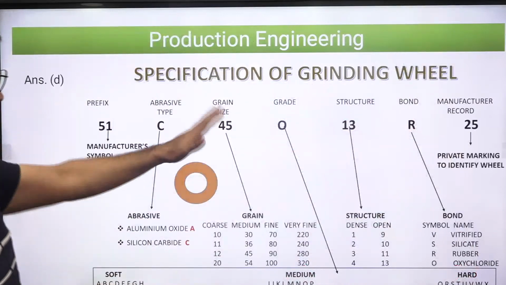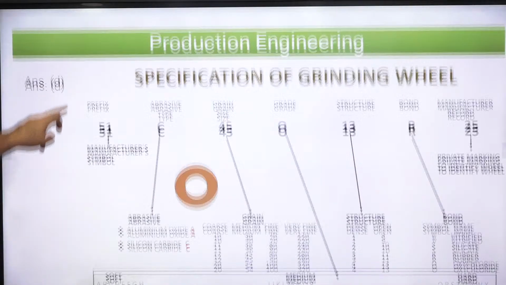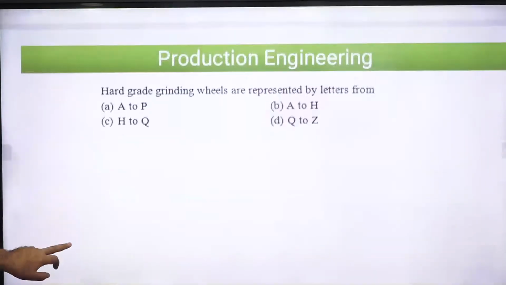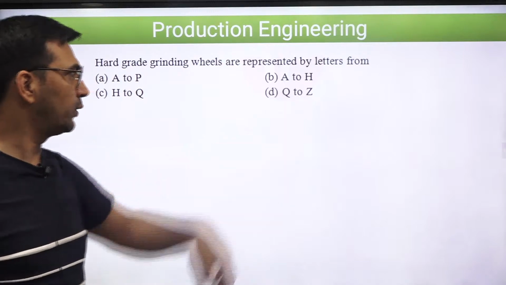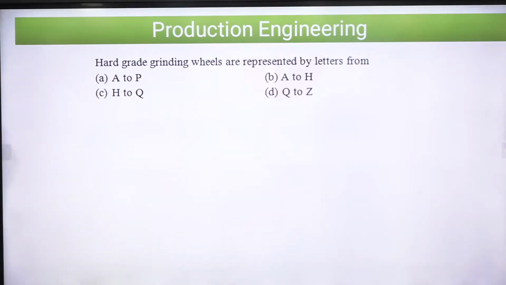So just keep note of this sequence. The whole of this thing is required to be over there. You can just refer to any book also, it will be clearly given over here. So for me, the hard grade grinding wheel will be Q2 Z D.